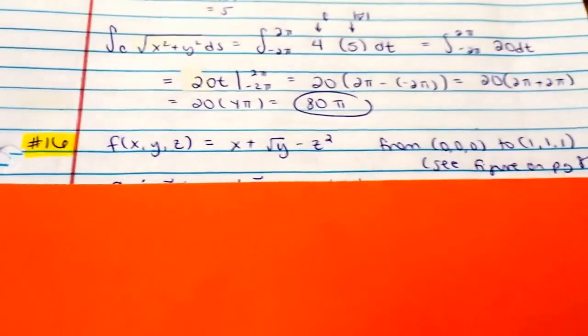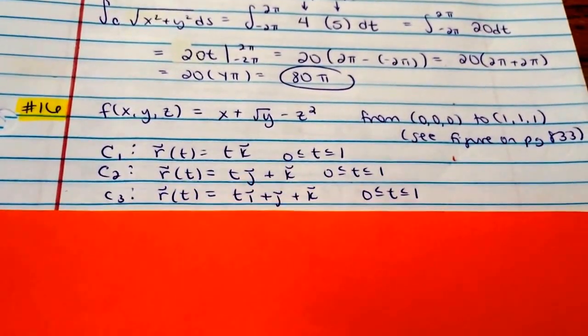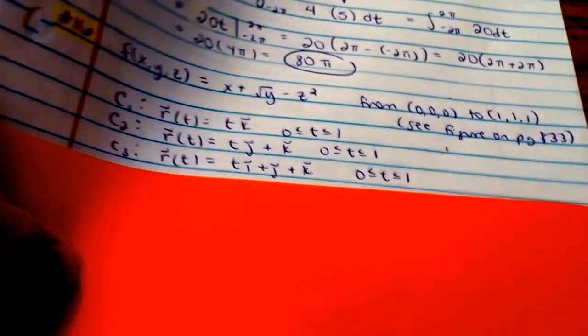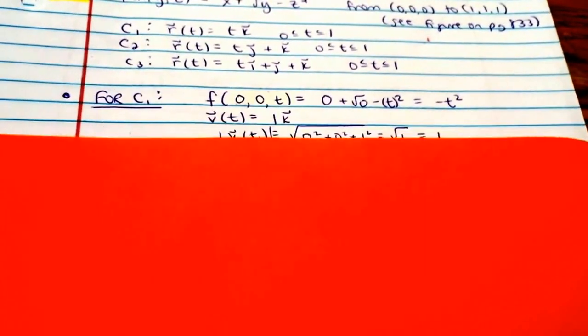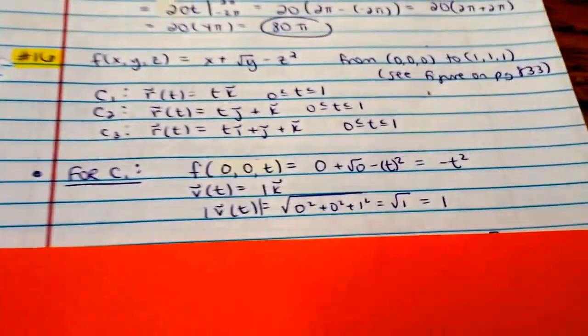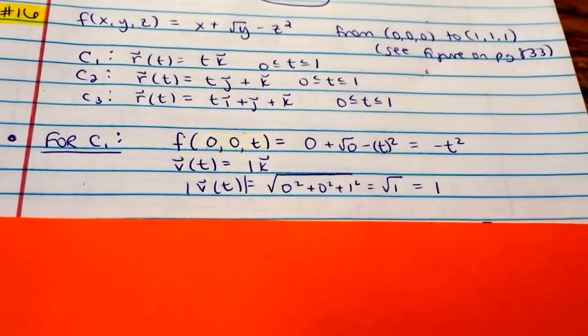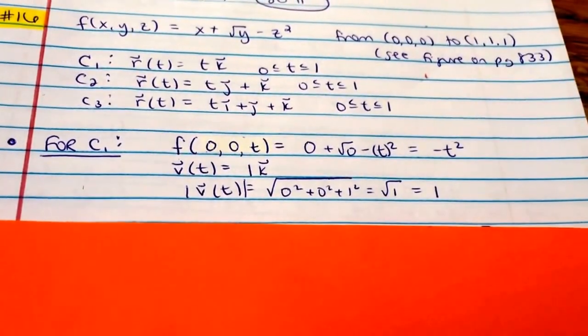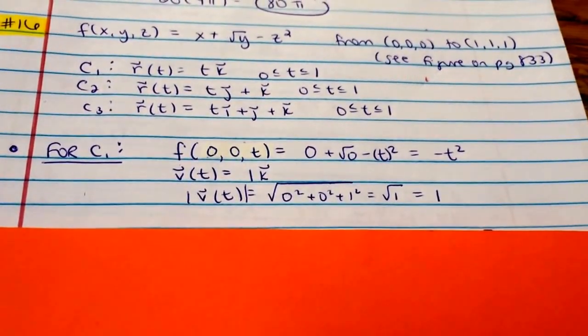Okay, so there's my function, there's my starting and stopping points, here's my 3 curves. So I'm gonna do these all 3 separately, so it's like 3 problems for the price of 1, hooray. So first, C1. For C1, you need to find the function that corresponds to C1, and you need to find the extra piece, which would be the magnitude of the velocity vector.